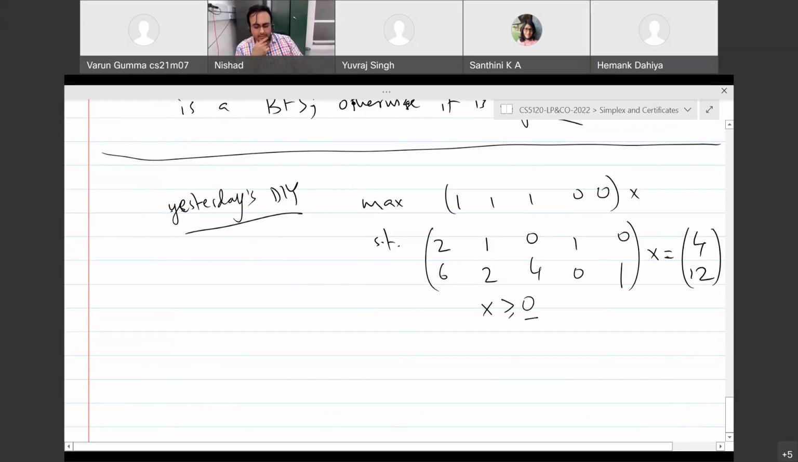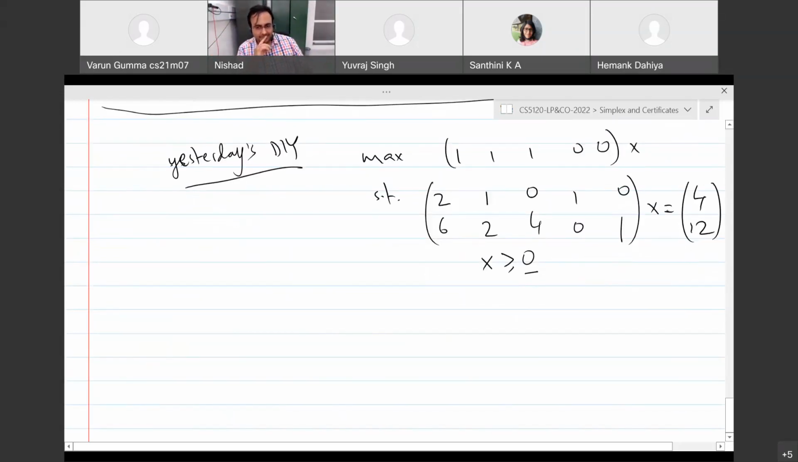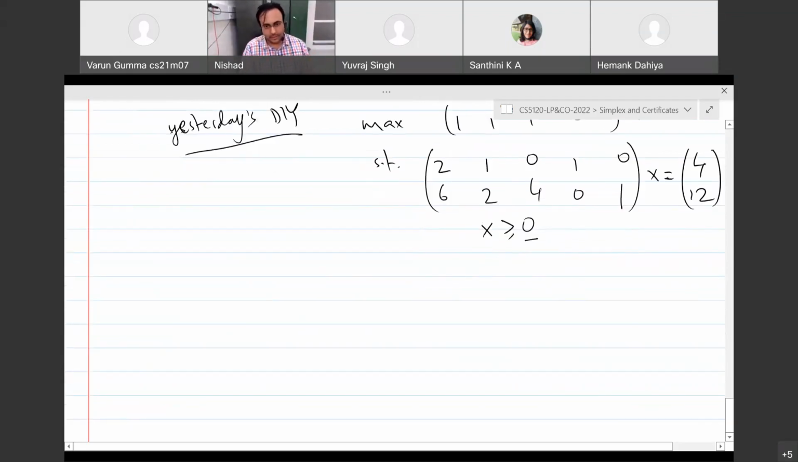Okay. Did anybody solve this? Did anybody try it out? No one? Anybody has an optimal solution? Okay, so anyways, you should try it out. I'll tell you what the basis and the corresponding solutions are so you can check. I just want to illustrate what I wanted to. So here are the bases.